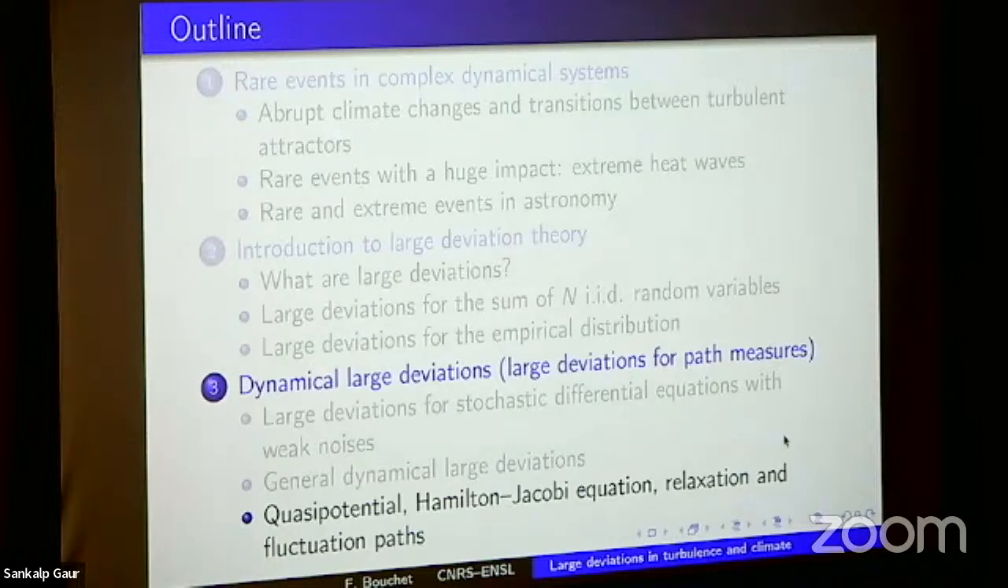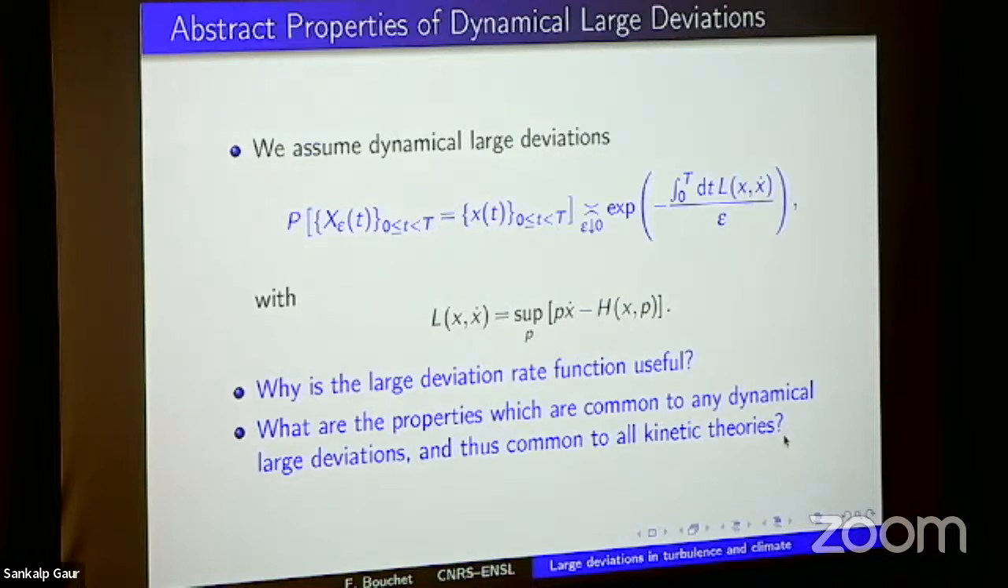Let me finish this by defining what is called the quasi potential. So let me assume that I was able to prove such a large deviation principle for some path. Now H or L can be anything. Well, H has to be convex with respect to the second variable, but they could be anything.